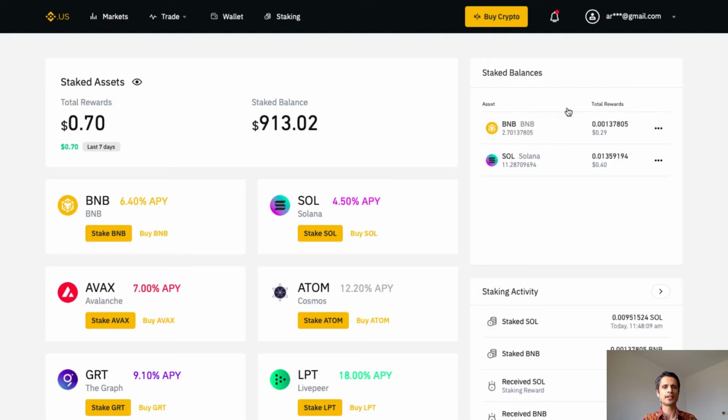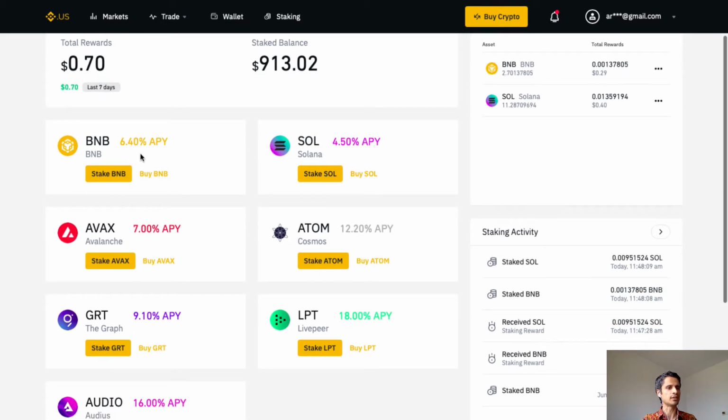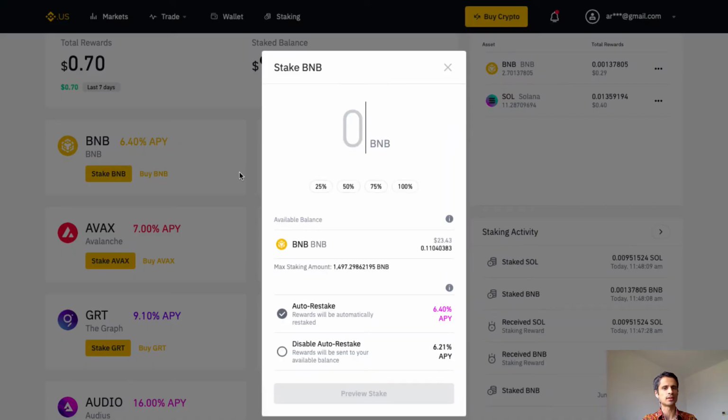I've currently staked BNB and Solana here. So let's take a look at how we could stake BNB. Simply click on Stake BNB. I could put in, say, 50% of my BNB that I want to stake, and then I have an auto restake option which gives me 6.4% APY, and then if I don't want to auto restake, I would get 6.21%.